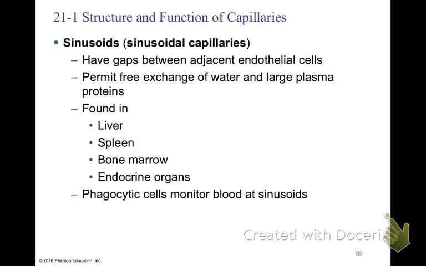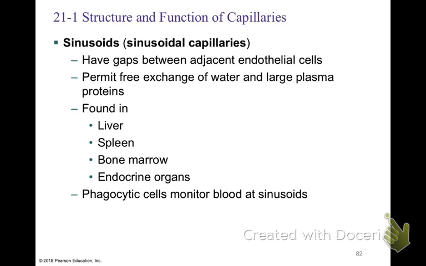Our third kind of capillary is called a sinusoid or sinusoidal capillary. These have huge gaps between the adjacent endothelial cells. Sometimes they're called discontinuous capillaries because of that. And these huge gaps permit free exchange between the interstitial fluid of the tissues and the plasma. It's like there are no boundaries, no barriers at all.